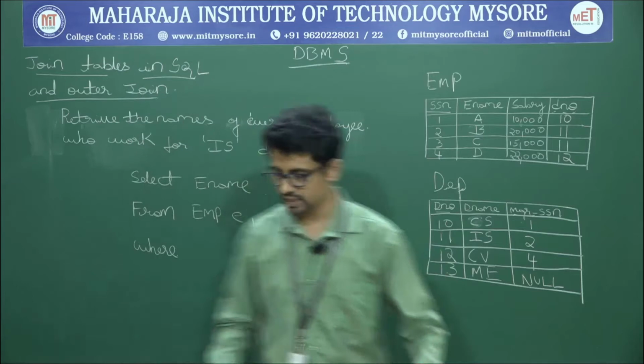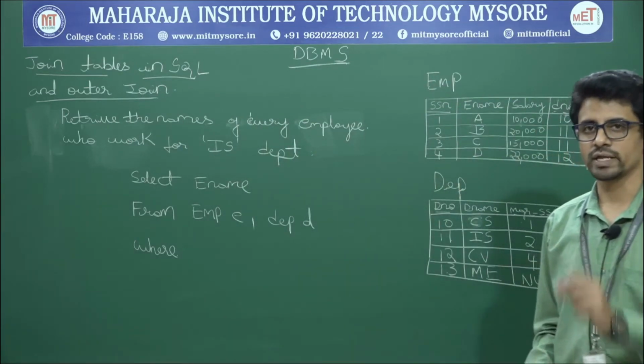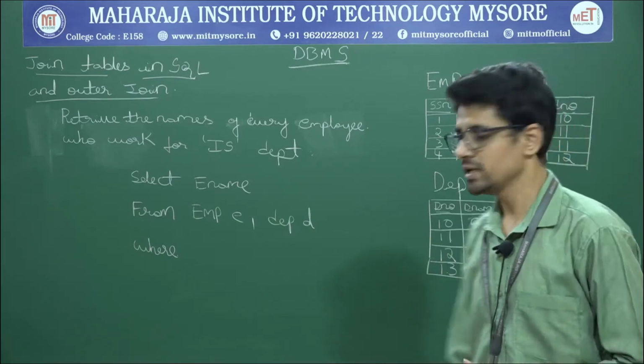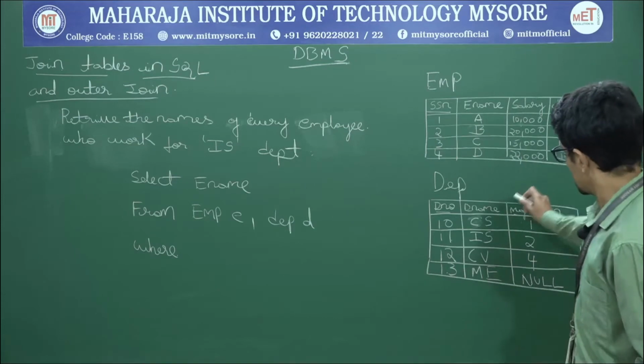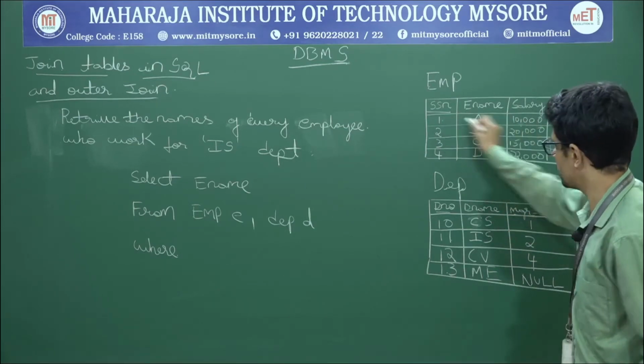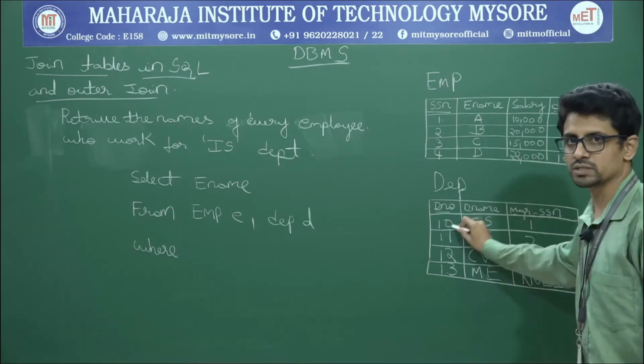What I am telling here is that the question is asked in such a way that we retrieve the name of an employee who works for the IS department. The query is given that way, so the works for condition is given here. See, employee 1 works in department number 10, 2 works in 11. So this is the foreign key that is mentioned here.